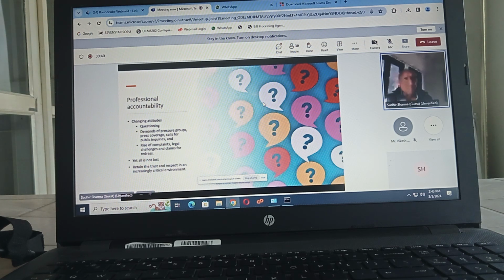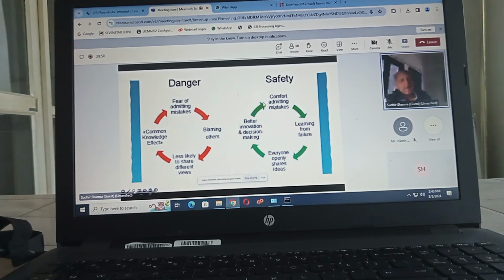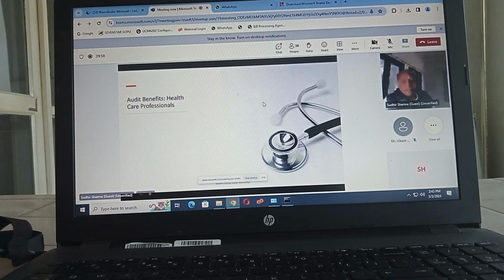We need to move from left to right. Certain mistakes will happen, and we should not be scared about this aspect. We need to learn from our mistakes, which Codman had suggested in 1923. So who does audit benefit?